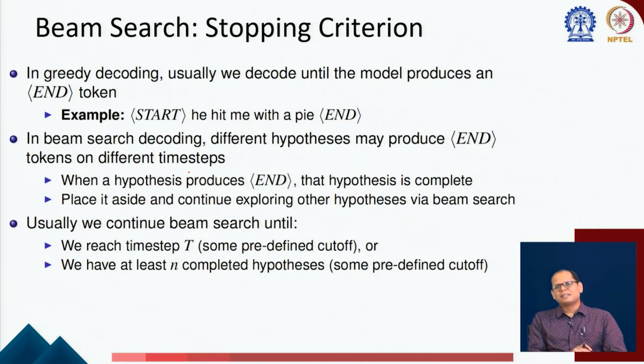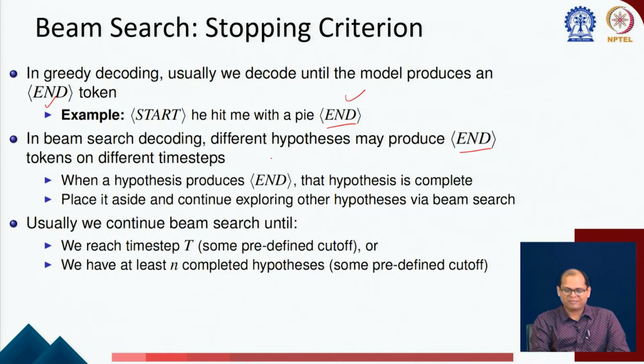Now, a little bit on the stopping criteria, because now you do not have a single highest probability sequence. You may get multiple sequences, and some may end before others. So, how do we finally stop beam search? In greedy decoding, usually we decode until the model produces the END token, or we stop if I have completed at most a certain number of words. But in beam search decoding, different hypotheses may produce the end of sentence token at different time steps, right. We saw that in the previous example also: we were getting EOS one step before the other path that we were exploring.